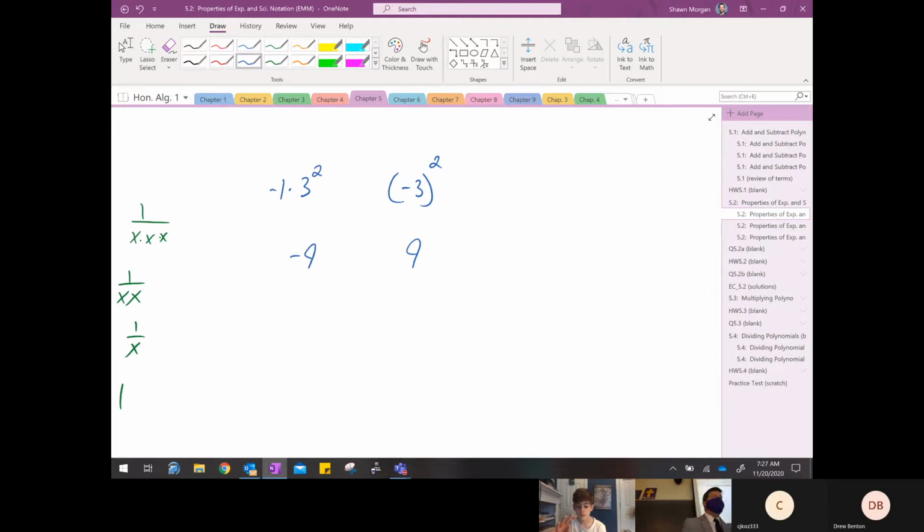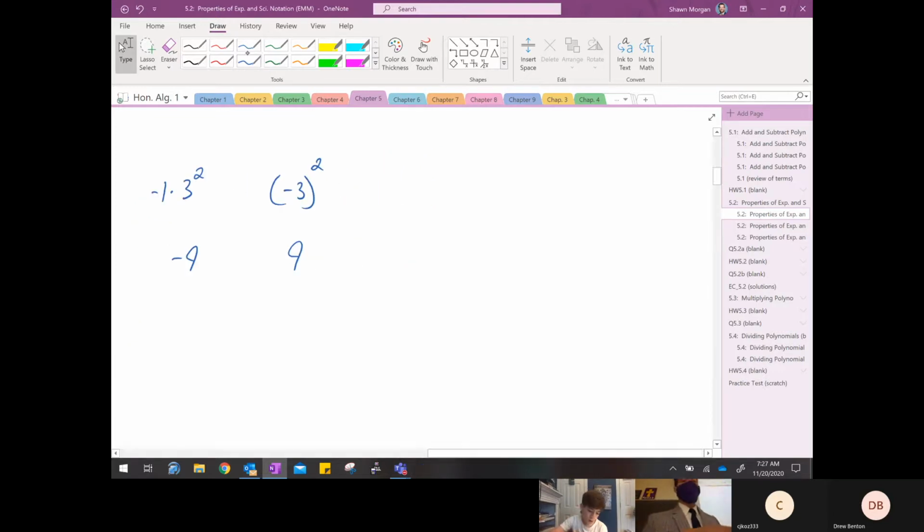3 squared. I've got to do the exponent before I do the multiply. All right, second follow-up question here: negative 3 cubed. Is there a difference there? No. Because again, I'm exponentiating first, taking care of the cube first, and then applying the coefficient of negative 1.